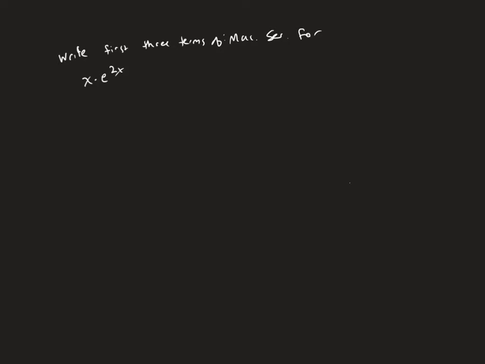So the first thing is identifying which of the memorized Maclaurin series we want to start with. In this case, it will be e to the x. And the one for e to the x, if you recall from the first screen, is 1 plus x to the first over 1 factorial plus x to the second over 2 factorial. And I could keep going, but I really want the first 3 terms.